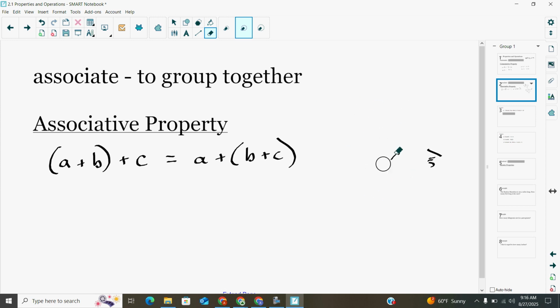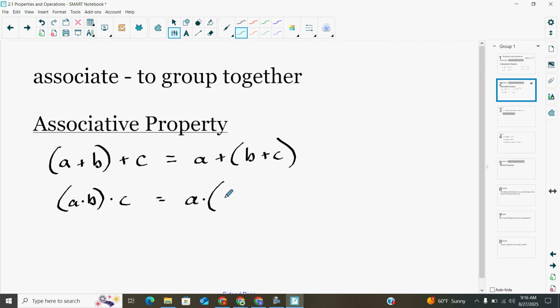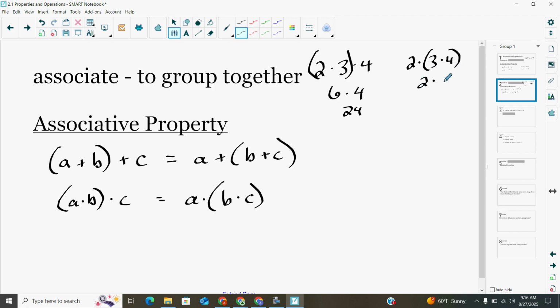We also have an associative property for multiplication. A times B times C is equal to A times the quantity B times C, if I do the B times C first. And let's just look at an example that shows that it is true, at least for this specific example. 2 times 3 times 4. If I do these first, I've got 6 times 4 is 24. If I do these first, I get 2 times 12, also 24.